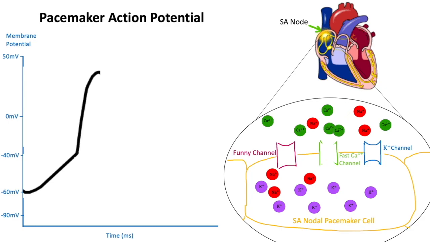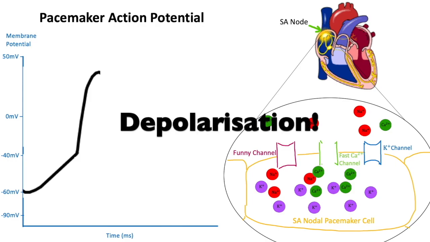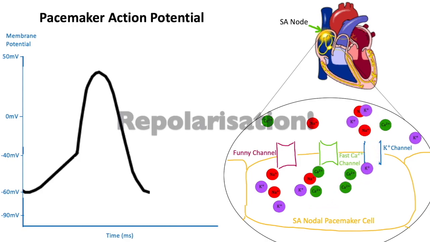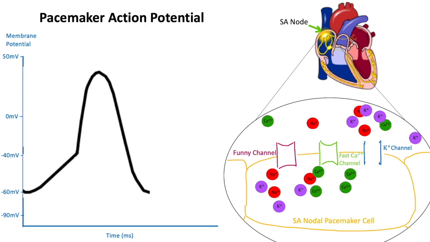voltage-gated calcium channels to open. These allow for fast entry of calcium ions, causing a rapid depolarization, which generates the action potential. These then close and voltage-gated potassium channels open, which allow for slow exit of potassium ions, causing repolarization. Ion pumps restore the ion gradients and the process can repeat.